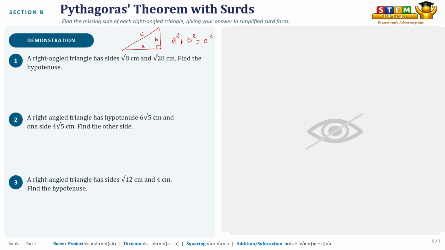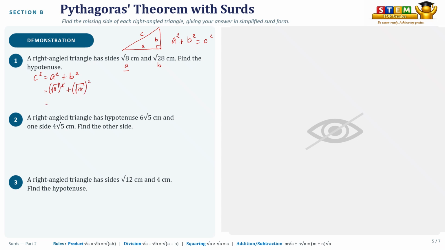So if we start with this question, a right angle triangle has sides, okay? So we're talking about A and B here. Find the hypotenuse. We're going to try to find C. You can rewrite the equation in that way. C squared equals A squared plus B squared. Okay, let's do the substitution after writing the formula. So A is square root of 8, which you're going to square. Then you got B, which is square root of 28, again, which you're going to square.